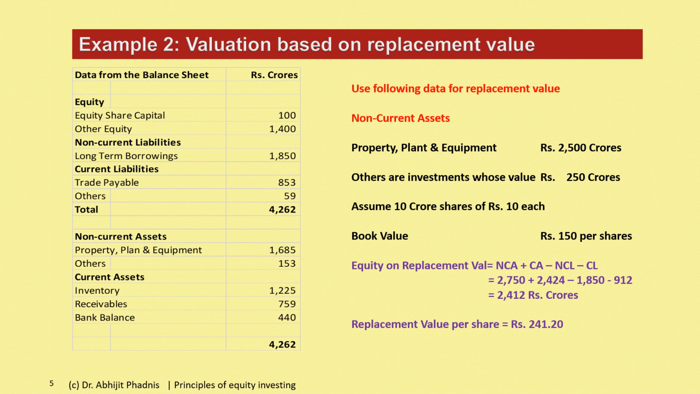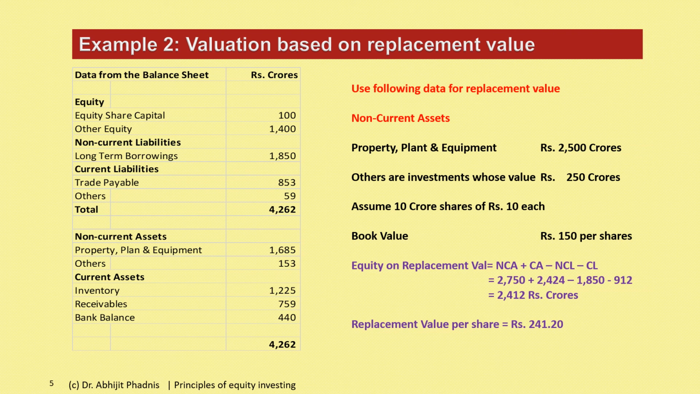Now, how will we calculate the equity on replacement value basis? Again, we use the same formula of equity being equal to NCA plus CA minus NCL minus CL. Now here, while filling the value of NCA, we do not take the book value. We do not take 1,685 and 153 that you can see on the left-hand side. Instead, we would pick up the value of 2,500 crores plus 250 crores, which is 2,750 crores. We pick up the total of current assets because current assets typically have a short-term life, and therefore it is assumed, though it is not explicitly stated, that if they were to be replaced, they would have similar value.